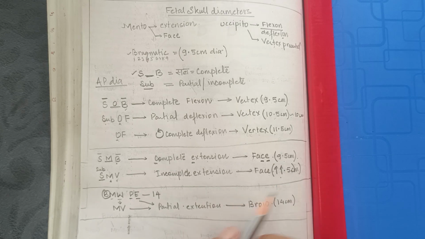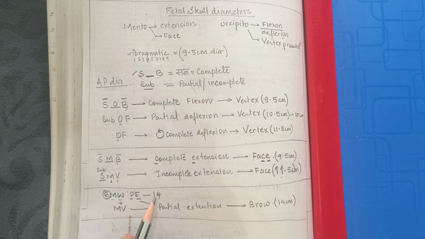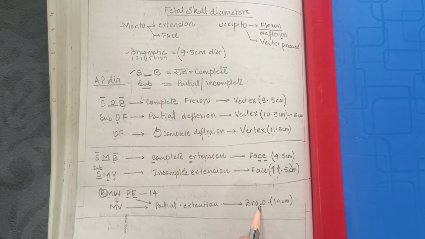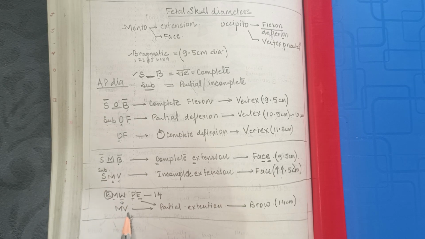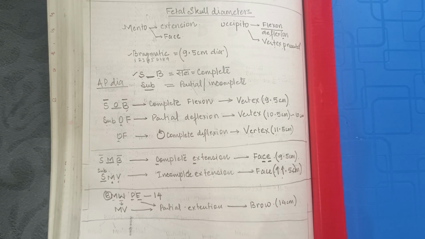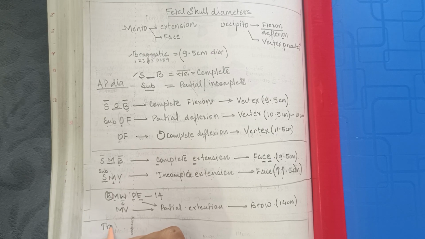Okay, then one more thing remaining that we can remember: BMW पे 14, BMW पे 14 और BMW पे 14. All right, BMW पे 14, so here B is for the bregmatic presentation. MW is for MV, mento vertical, PE for the partial extension, and this is 14. Okay, now we have done with anterior posterior diameters. Let's learn transverse diameters.